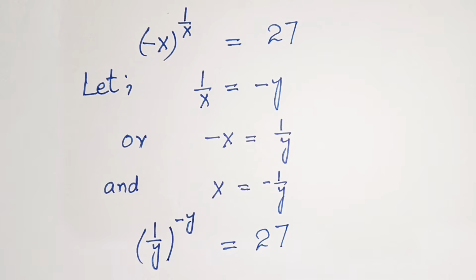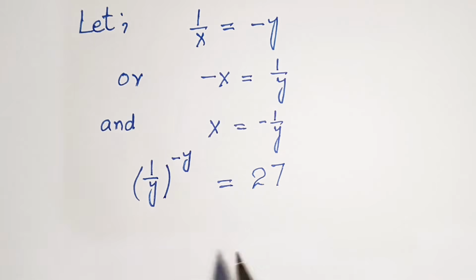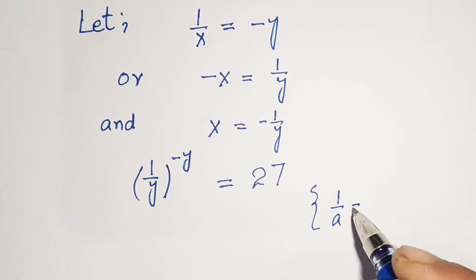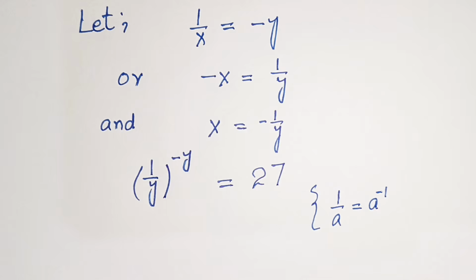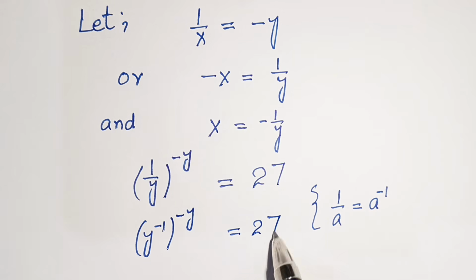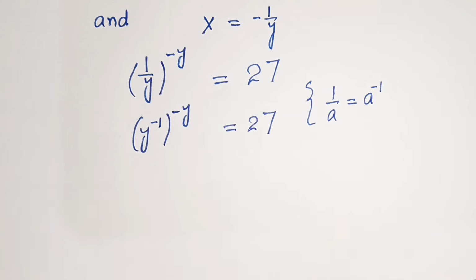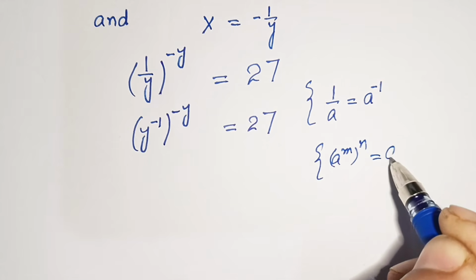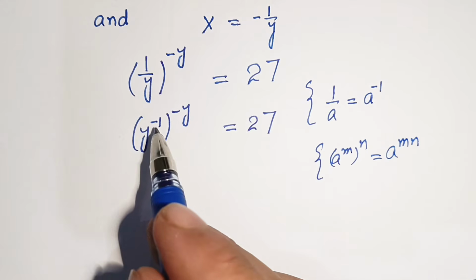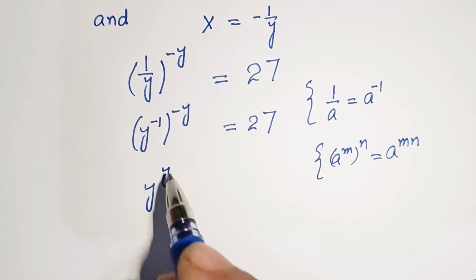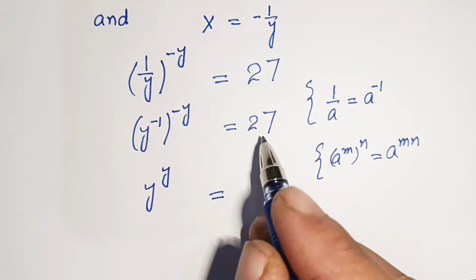Now our job is to find the value of y here. As we know by algebraic identity, 1 over a can be written as a to the power minus 1. So here 1 over y is y to the power minus 1 whole to the power minus y, that is equal to 27. Now according to a to the power m whole to the power n is equal to a to the power m times n, here minus 1 times minus y, minus times minus is plus, we get y to the power y, which is equal to 27.